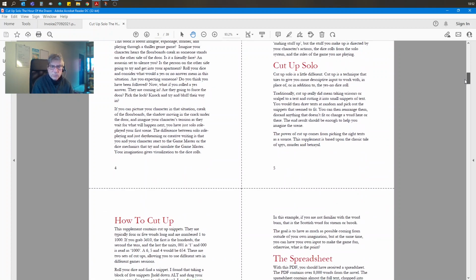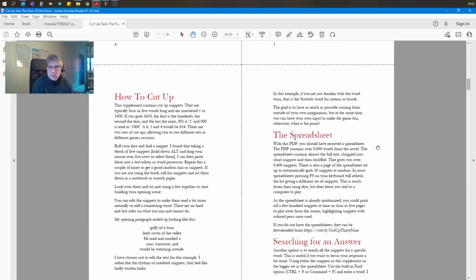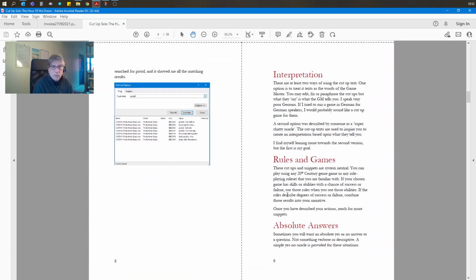The spreadsheet has 9,400 thereabouts. I think it's 9,450 something snippets. So there's a greater variety there. I definitely recommend using the spreadsheets over the physical book.